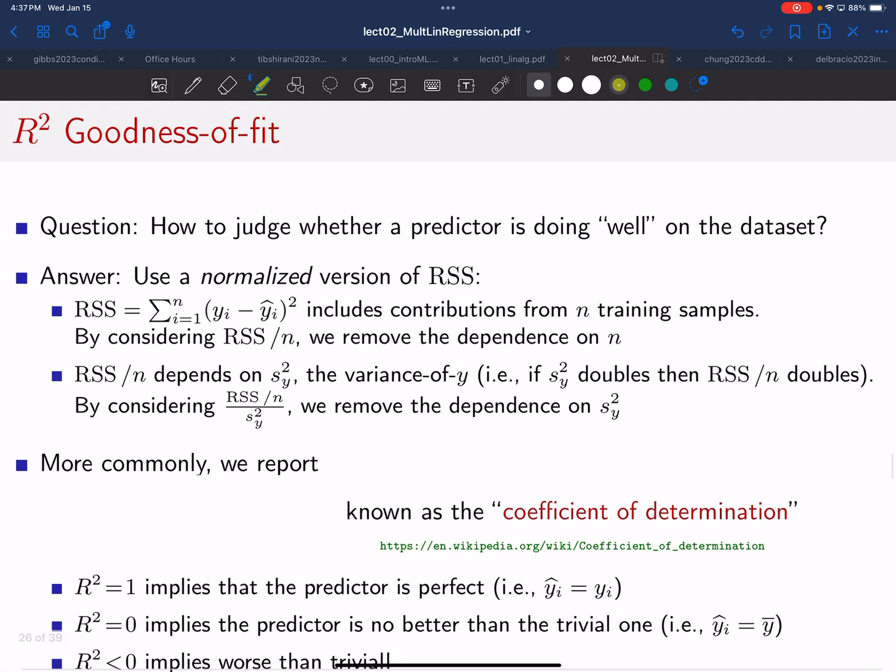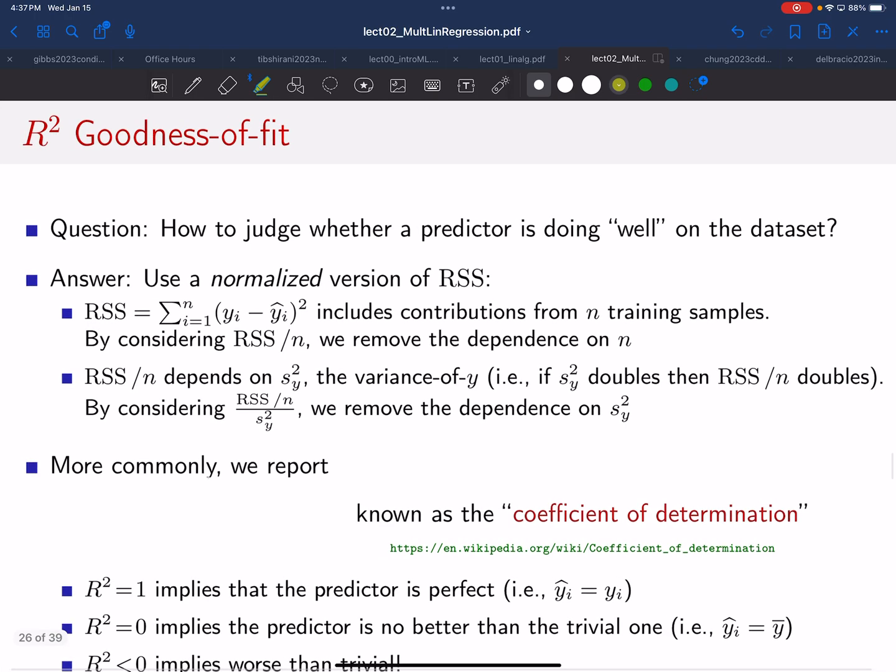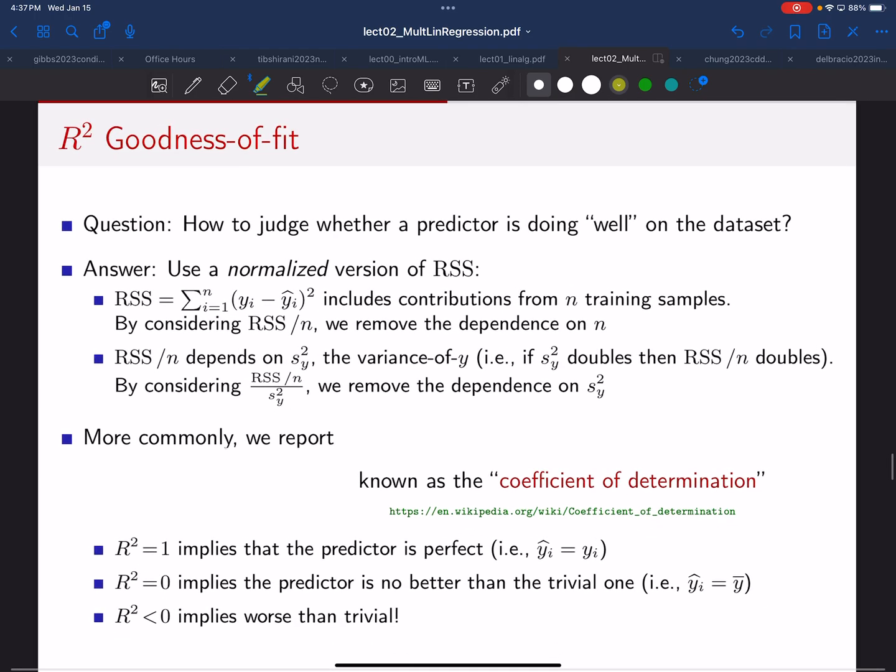So now let's talk about how well this least squares fit. How can we judge whether it was a good fit or a bad fit? There's a standard way of doing this, which I'm going to teach you here. The main idea is we want to use a normalized version of RSS. The reason why RSS on its own is not very convenient is if you take a look at the expression, one thing you notice is that the more data samples n that you have, the larger this quantity becomes. So if someone says you have a large RSS, you don't really know if it's because you have a bad fit or you just have tons of data.